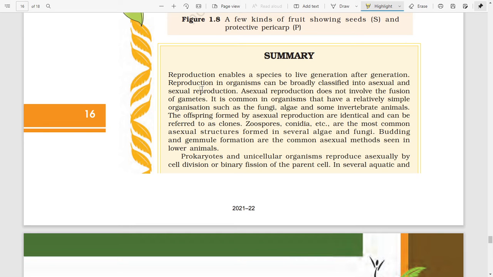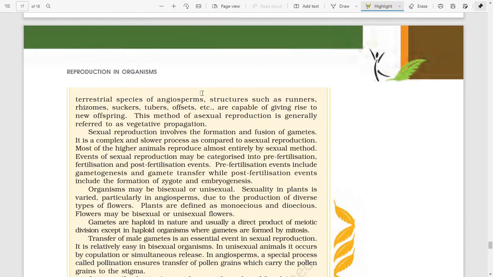Zoospores, conidia, etc. are the most common asexual structures formed in several species of algae and fungi. Budding and gemmule formation are the common asexual methods seen in lower animals. Prokaryotes and unicellular organisms reproduce asexually by cell division or binary fission of the parent cell. In several aquatic and terrestrial species of angiosperms, structures such as runners, rhizomes, suckers, tubers, offsets, etc., are capable of giving rise to new offspring. This method of asexual reproduction is generally referred to as vegetative propagation.